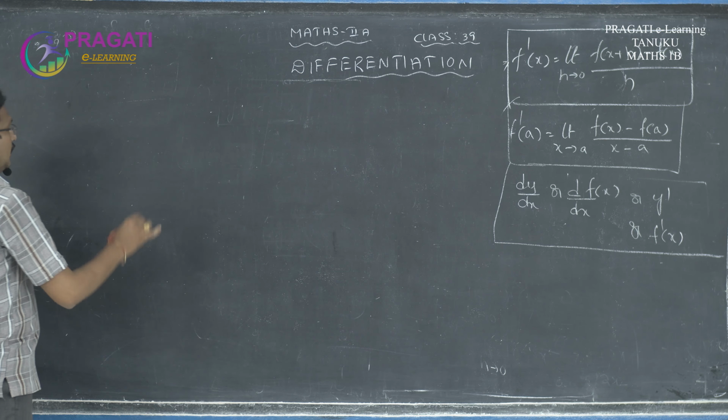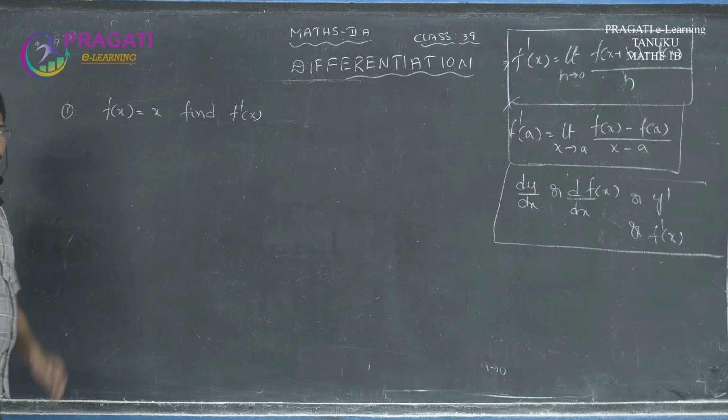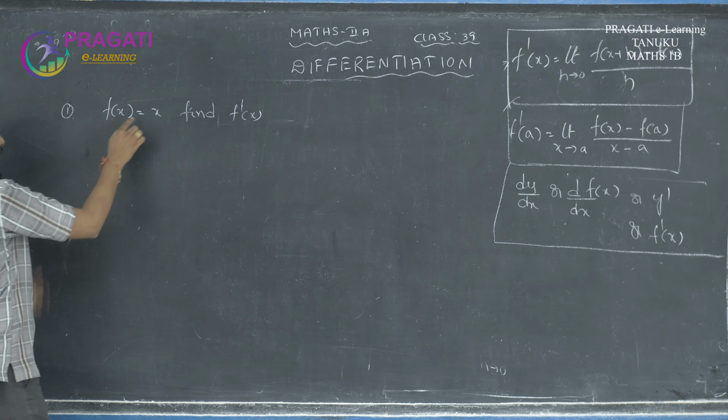First one is f of x is equal to x. Find f dash of x. Okay, here f of x is equal to x, find f dash of x. Here f of x equal to x. What is the formula for f dash of x?